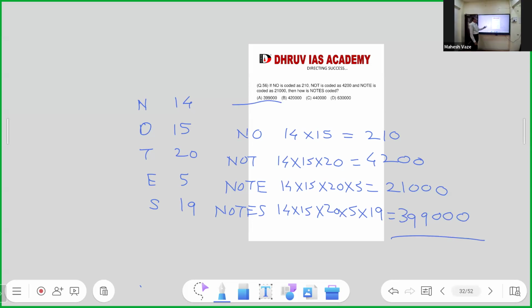Many times the positions of the alphabets in the English alphabet are used, either from the forward side, meaning A is 1 and so on, or backwards. That means in that case Z will be 1, Y will be 2, and A will be 26. So please be comfortable and familiar with the English alphabets, A to Z.